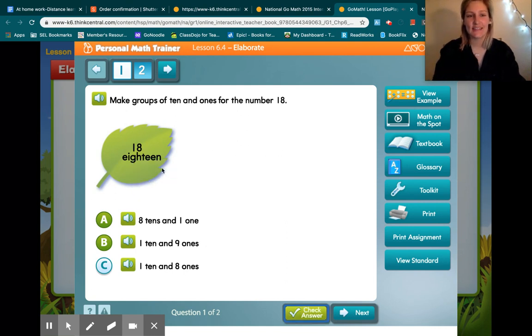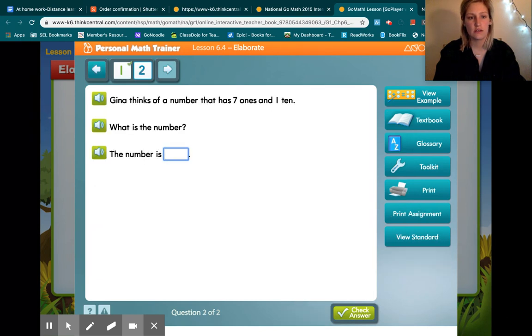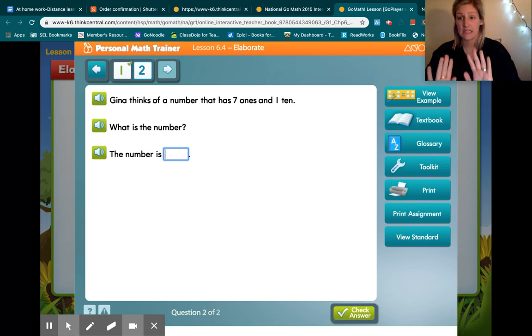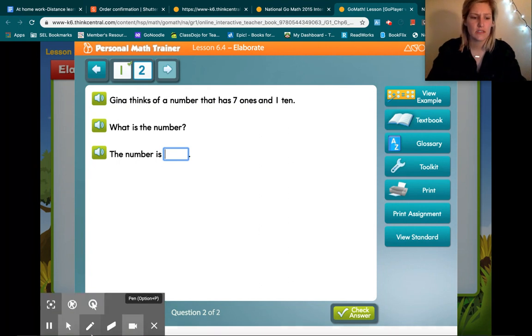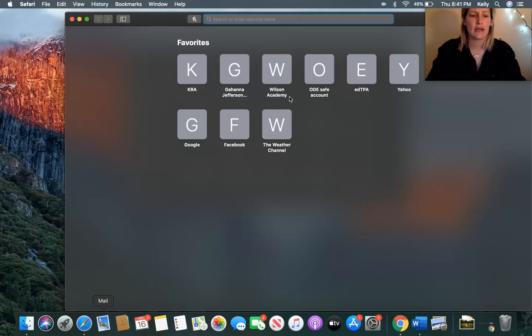All right, you guys, let's look at the second one, and then I'm going to send you off to your workbooks. It says, Gina thinks of a number that has 7 ones and 1 10. What is the number? I'm excited about this one because we get to use our quick picture drawing skills again. So get ready, friends. 7 ones and 1 10. So think about how we draw ones.